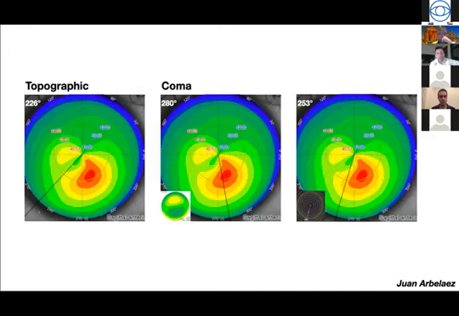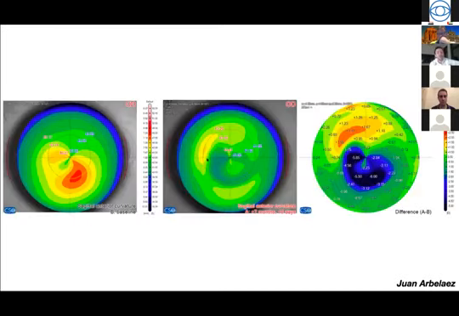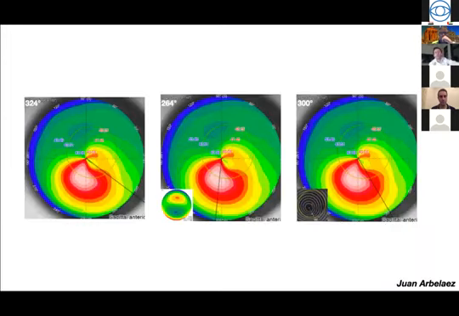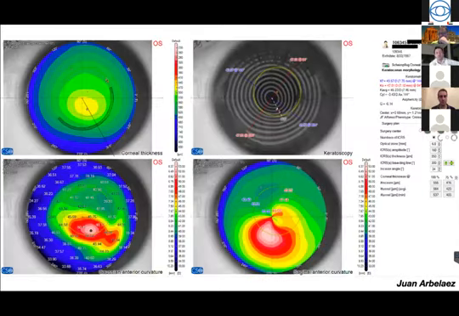This is another case, the same story, very far away, the topographic and coma axis, and then the notable points in the middle. And this is what we get, very nice and customized flattening effect in the cornea that you can see here in the differential maps. This is the last case, a little bit more advanced keratoconus compared to the other ones, but always the same story. We have the difference between the topographic, the coma, and the red on red is always in the middle, in the exact location of the cone and covering all the area that we are intending to flatten and to correct this bulging, this ectasia that we want to correct.